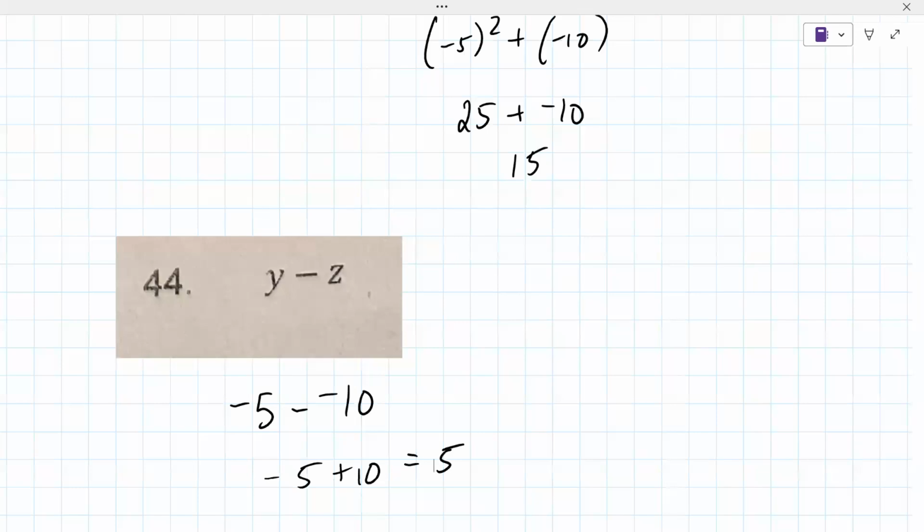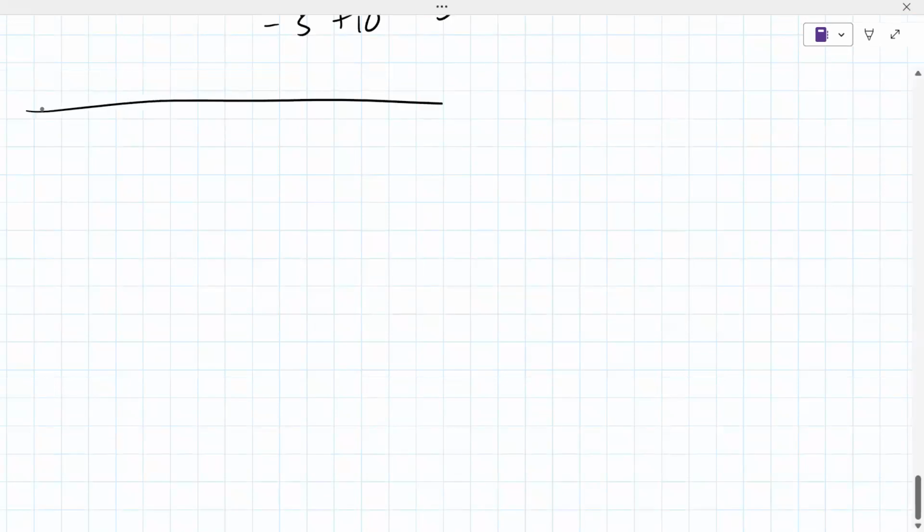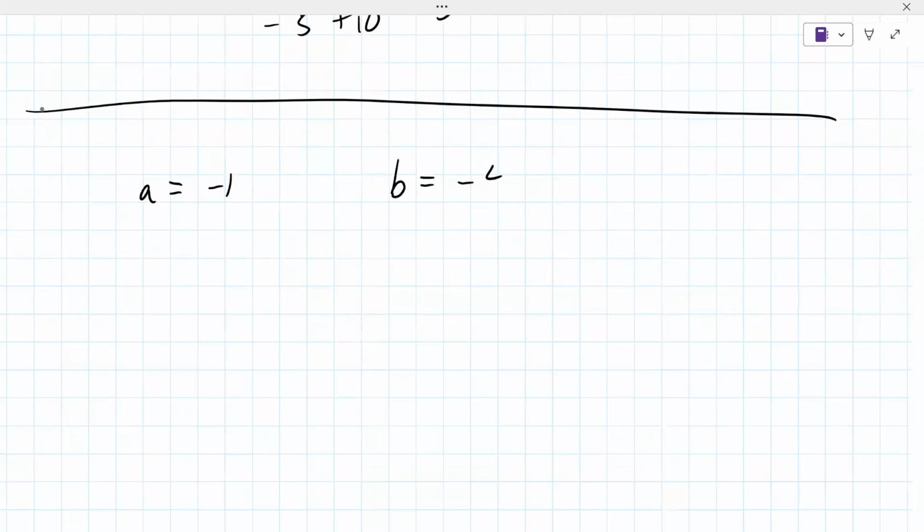Okay. Out of all the questions that we did, which ones do you think you need more practice on? Well, I'm feeling pretty confident about these ones. Just in general, I'm feeling pretty confident. Okay. I think we should do more like 41 through 44, but it's up to you. Let me throw a few in. So let's say that A is negative 1, B is negative 4, and C is negative 8. So let's go A times B minus C.